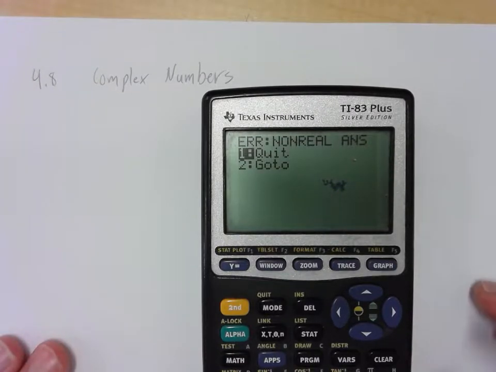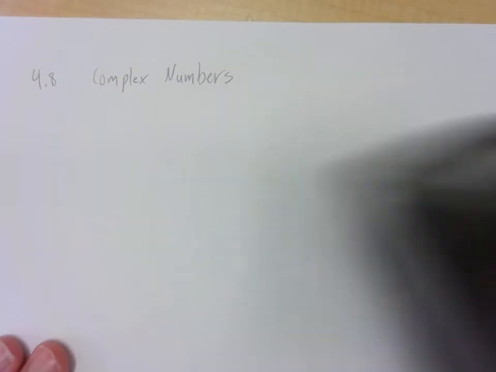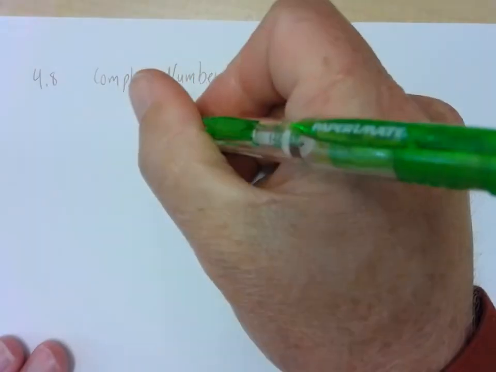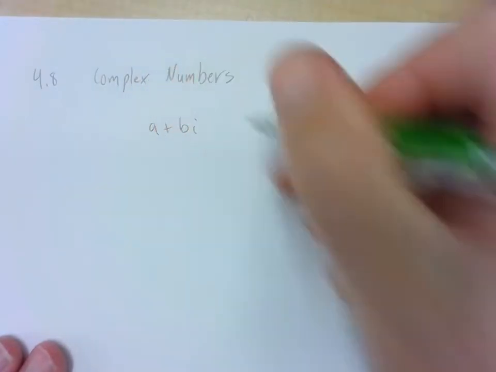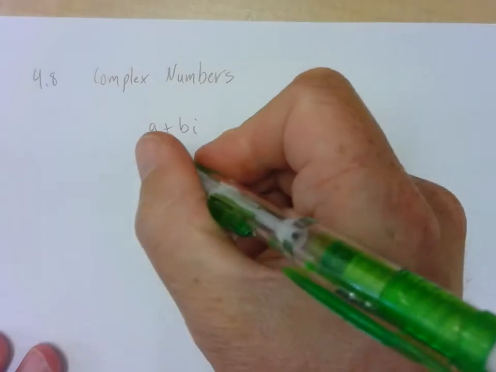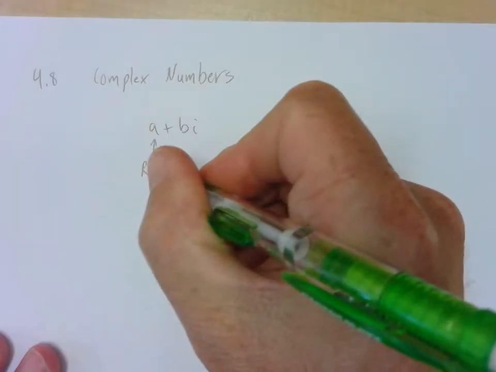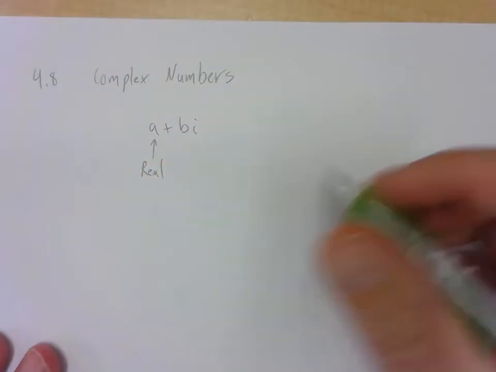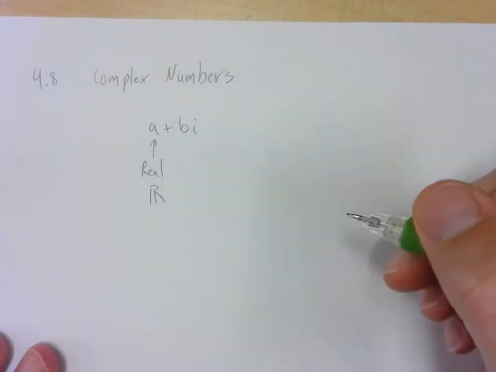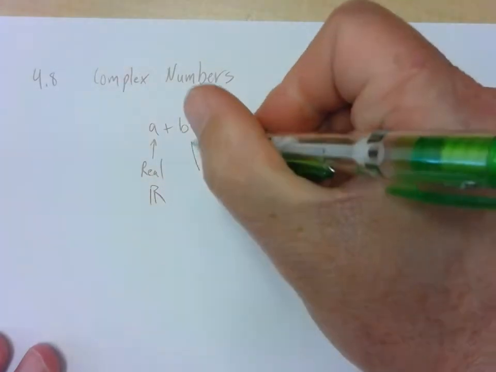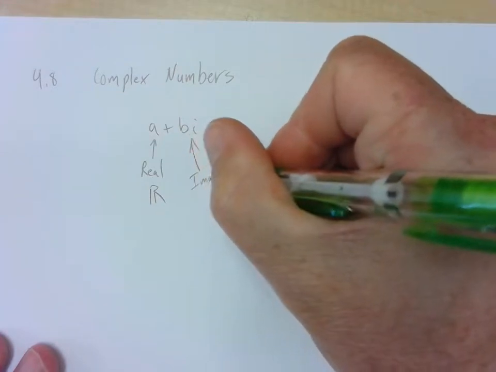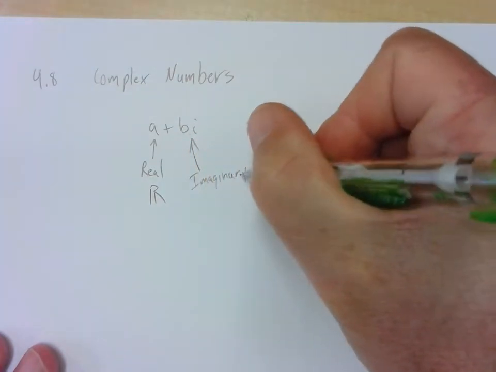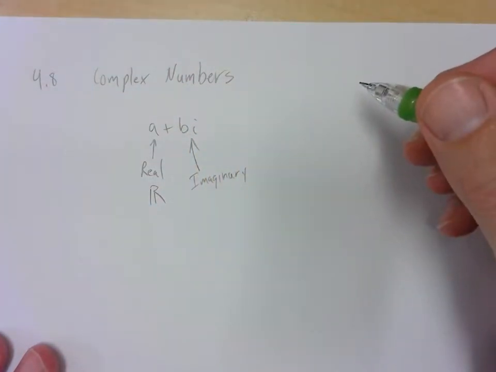So we're going to be able to take the square root of -5, square root of negative any number we want to, because we can put this in terms of what's called a complex number. Complex numbers are a plus bi. That's called a complex number. There's two parts to it. There's the real part, like all real numbers, and then there's the imaginary part. So there's the real part and the imaginary part.